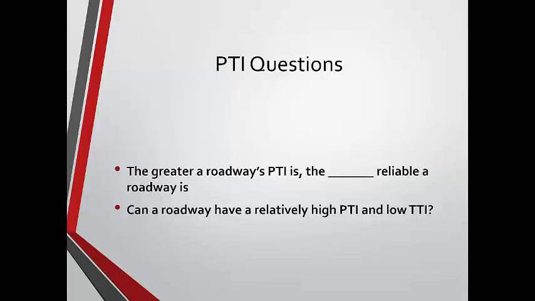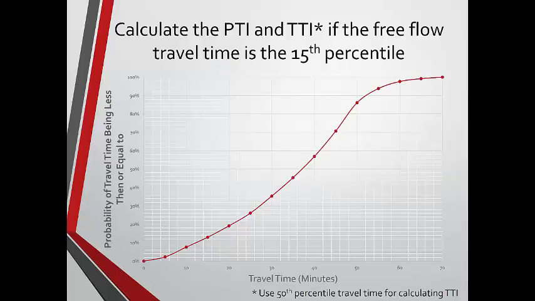Can a roadway have a relatively high PTI and a low TTI? Yes, it can, particularly if you have a long right-hand part of your tail. You have a lot of samples where you have high delay because of an incident, for example. So you certainly can have a low TTI. In other words, during the peak period, I have relatively little recurrent congestion, but I have big problems with non-recurrent congestion.